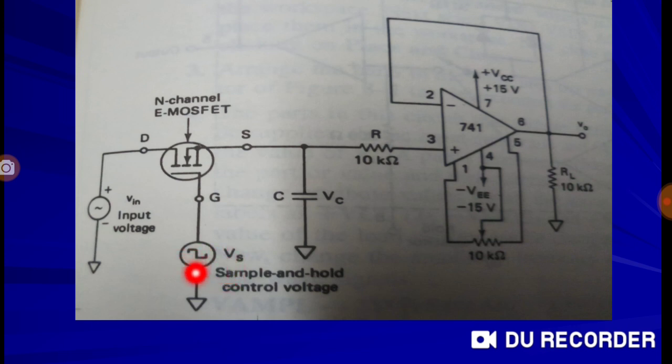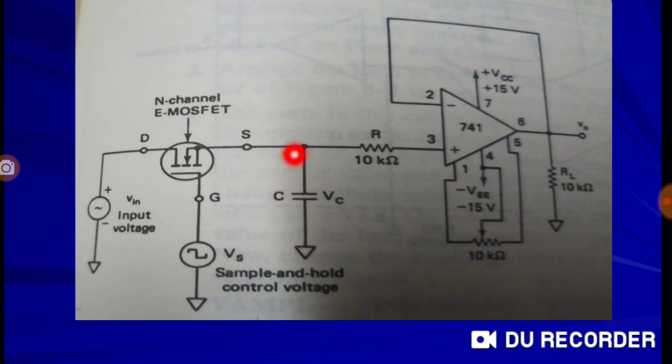When the negative cycle of the voltage appears, or it is zero, it is a pulse, so it is some high volts or 0 volts. So when this particular signal becomes 0, this particular E MOSFET becomes off, it behaves like an open switch. So any signal that is appearing at the drain will not pass through to the source and won't be appearing at the capacitor.